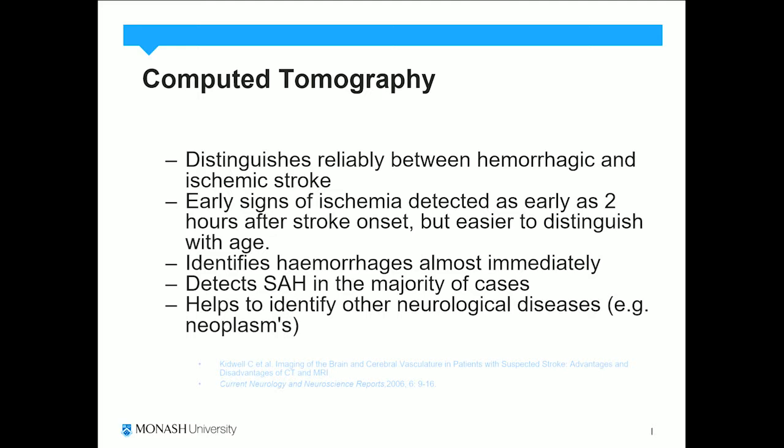CT is a very useful diagnostic tool because it can distinguish reliably between hemorrhagic and ischemic stroke, and it can detect an ischemic stroke as early as 2 hours after stroke onset. But normally an ischemic stroke is more easily identified as the ischemia gets older. However, hemorrhagic strokes can be identified almost immediately. It can detect subarachnoid hemorrhage in the majority of cases. In addition, it helps to identify whether there are any other neurological diseases, for example, a neoplasm.